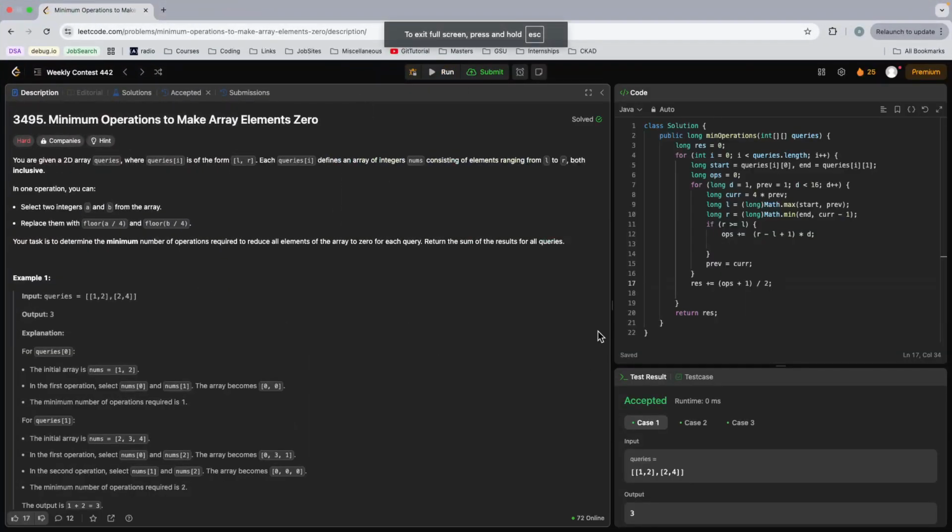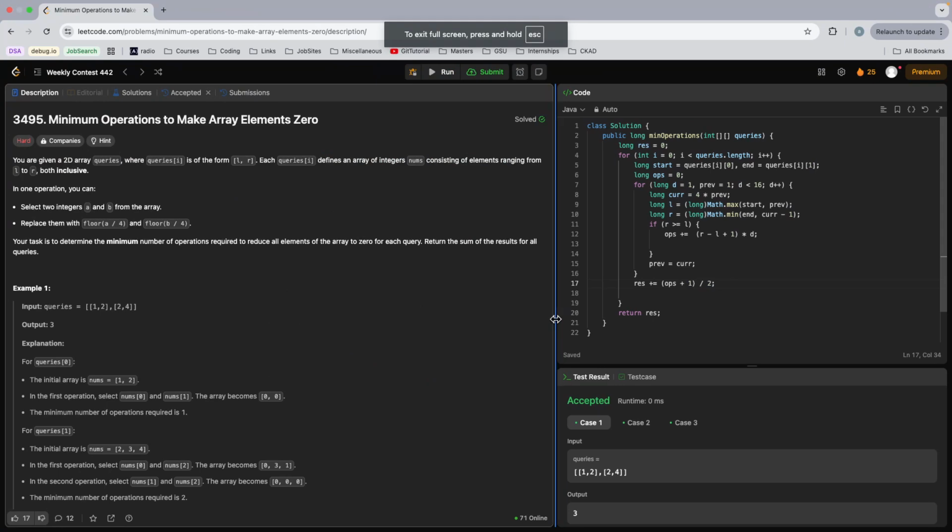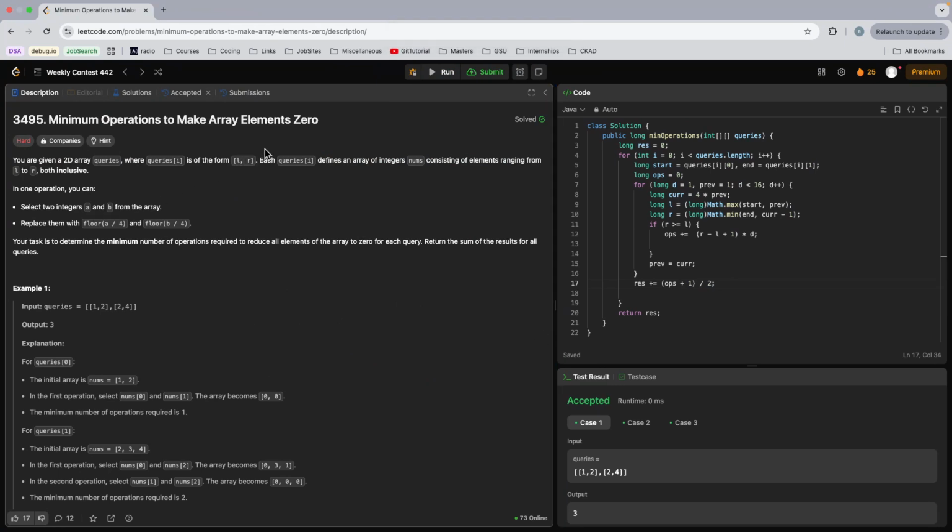Hello everyone. So today I want to talk about this problem called minimum operations to make array element zero. This was one of the problems in the weekly contests recently. I was not able to solve it.